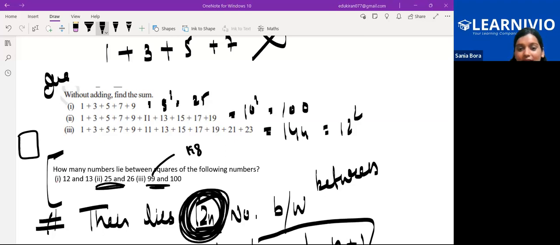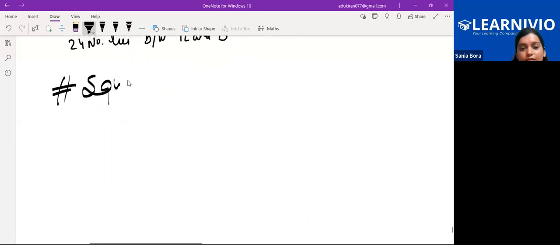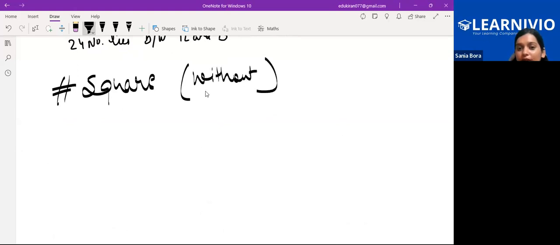Now we will start a question where you have to find the square. How do we find the square, students, basically? What is the method? That number times that same number. Yes, this is what we do. But now I will teach you to find it without calculation or direct multiplying. You have to find the square without actual multiplication.